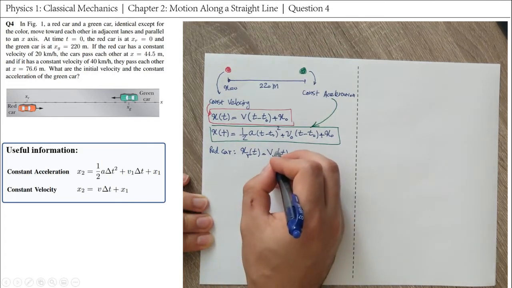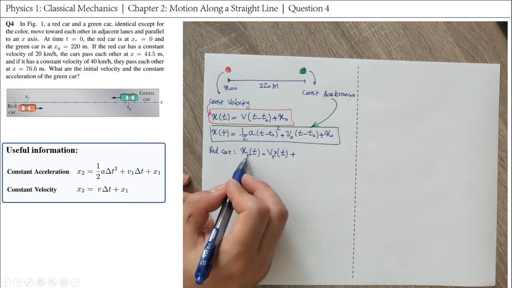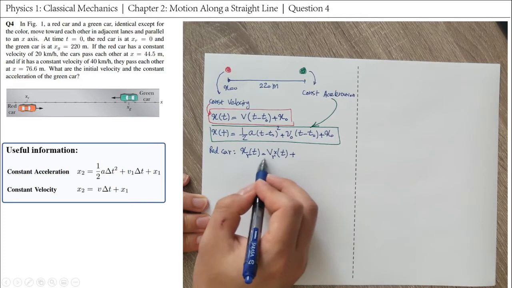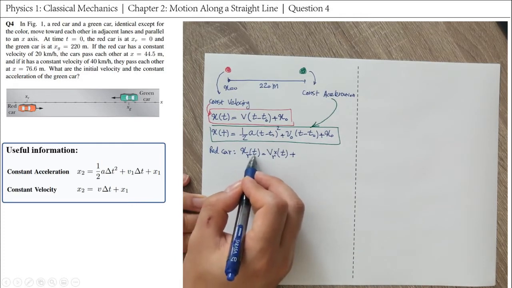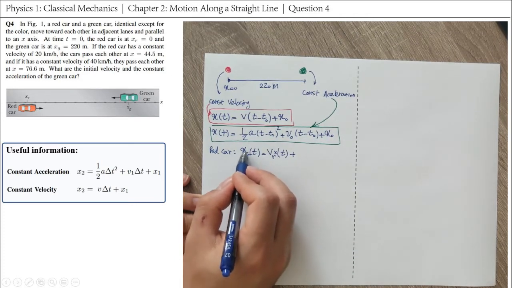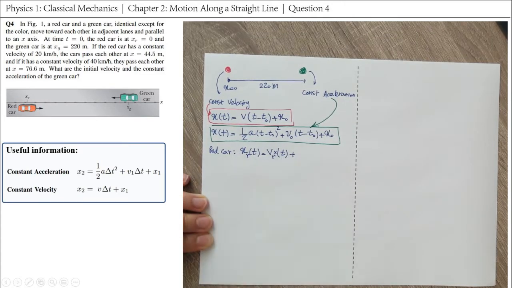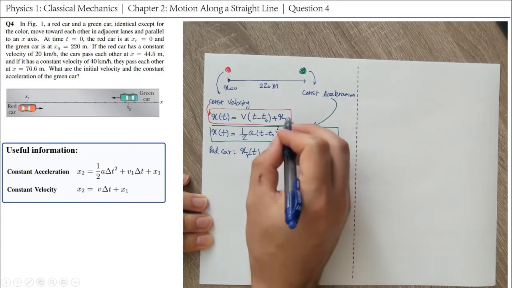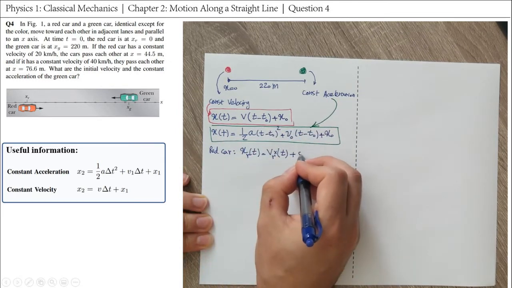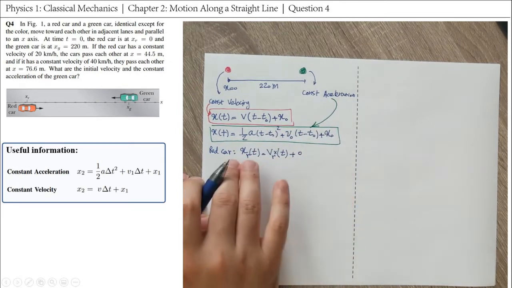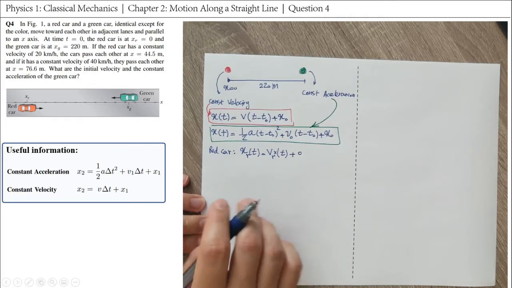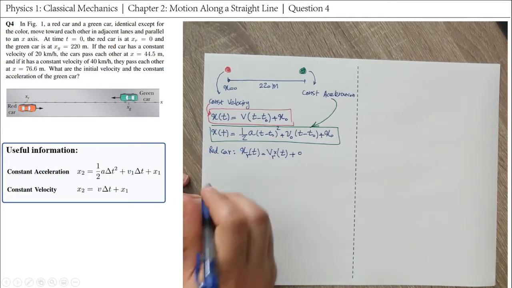This is VR times t, but this is x_R of t, so please don't confuse these two. x_R of t means the position of the red car in terms of t, it's not a multiplication, but here I'm saying VR times t, plus the initial position, which is going to be 0. So this is the equation of the red car. Again, this is not a multiplication.